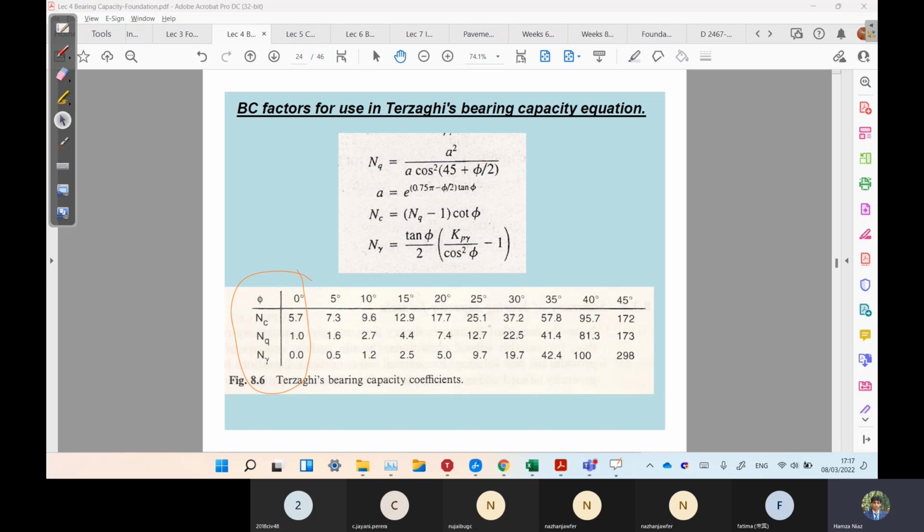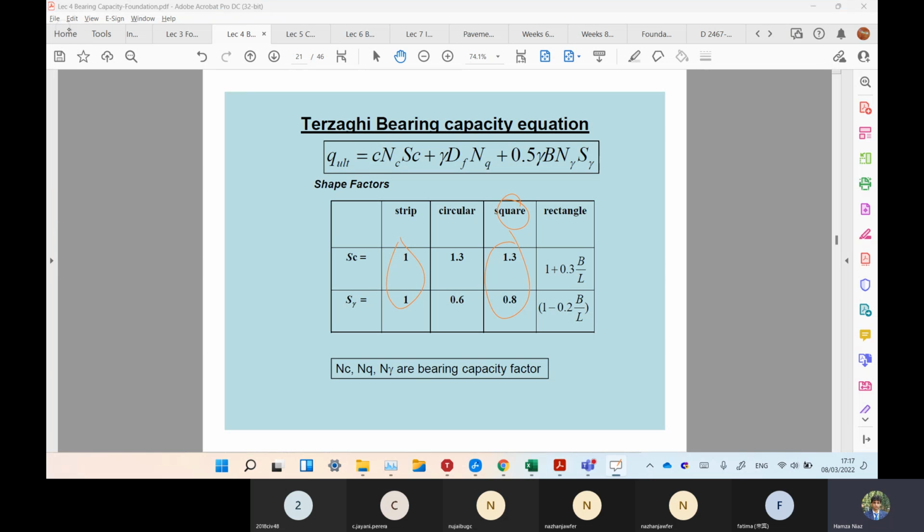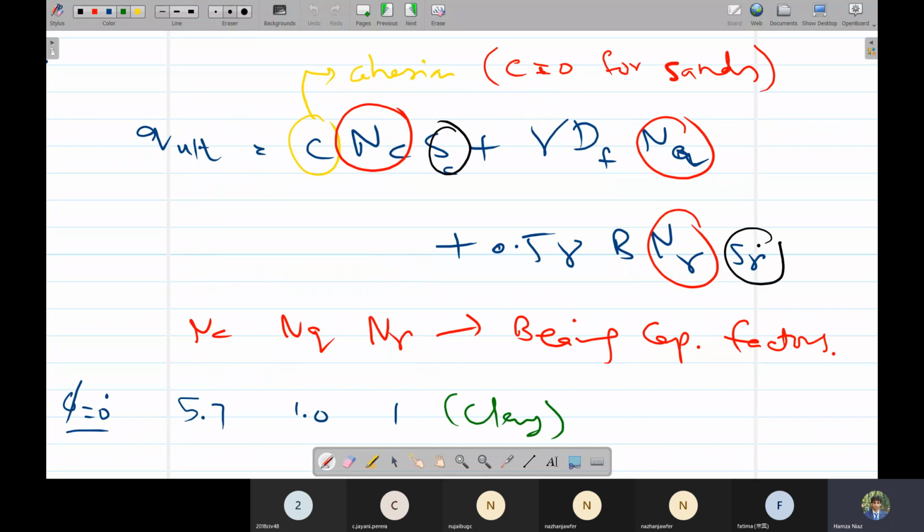Also, an expression for rectangular is given. Also memorize this one. We have to at least know these 4 values for strip and square. For strip, it's simply 1, 1, and for square, this is 1.3 and 0.8, because most of the questions are square footing. So these are Sc and S gamma shape factors.